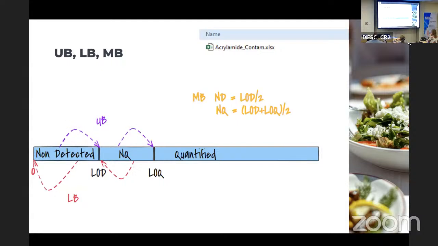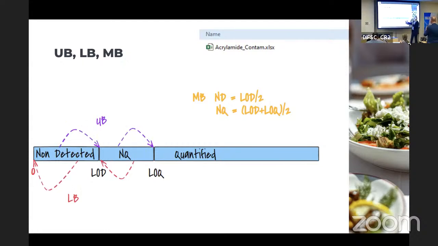So another concept here. When we are working with analytical tools, you have this possible value of the concentration that you estimate from a sample. So we classify, we have LOD, LOQ: LOD, limit of detection, LOQ, limit of quantification. Okay, and here we call them quantified.